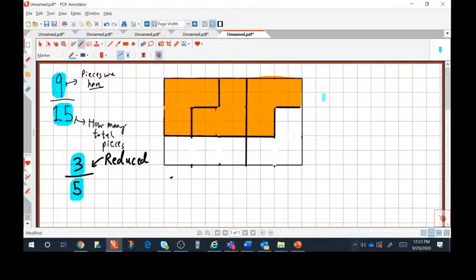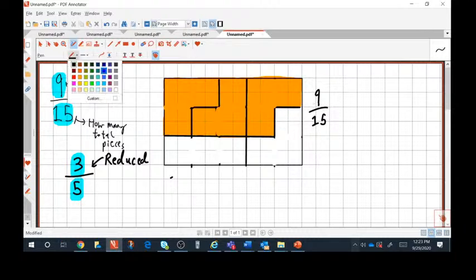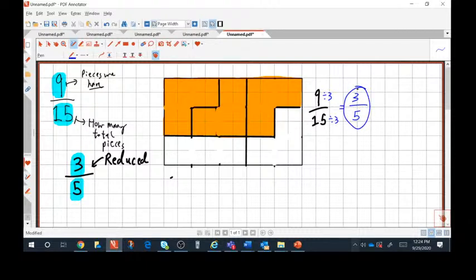Exactly. Folks, this is what it looks like to reduce a fraction. 9/15, if you notice that a 3 goes evenly into 9 and a 3 goes evenly into 15, you can say, I'm going to reduce this by 3. 9 divided by 3 is 3. 15 divided by 3 is 5. And there's an equivalent fraction.